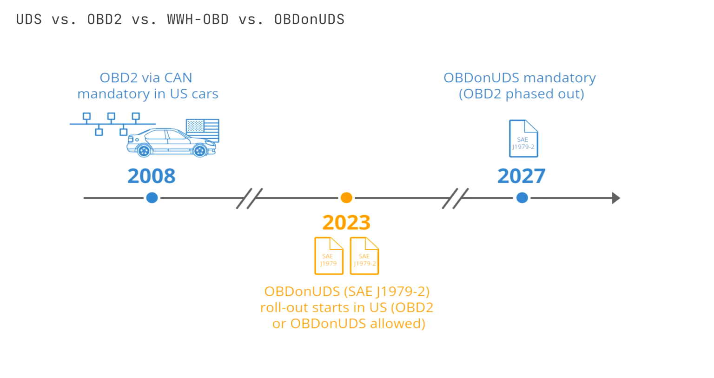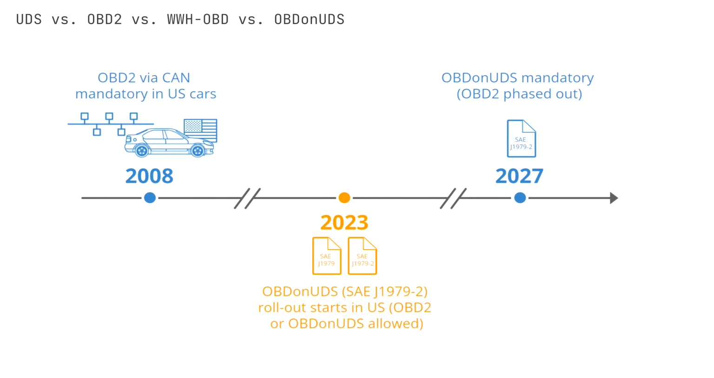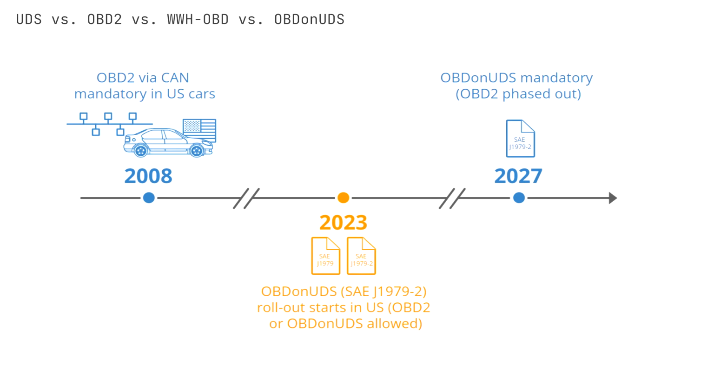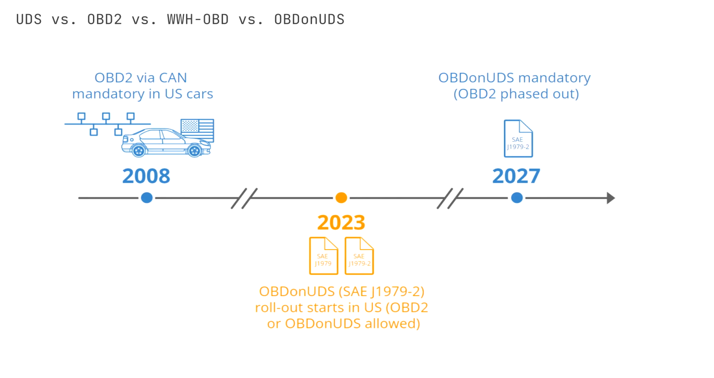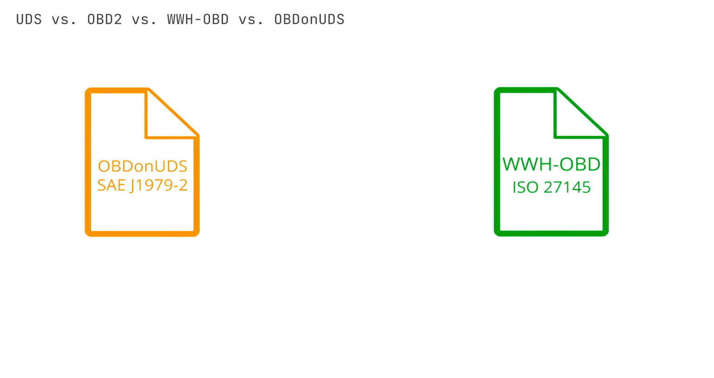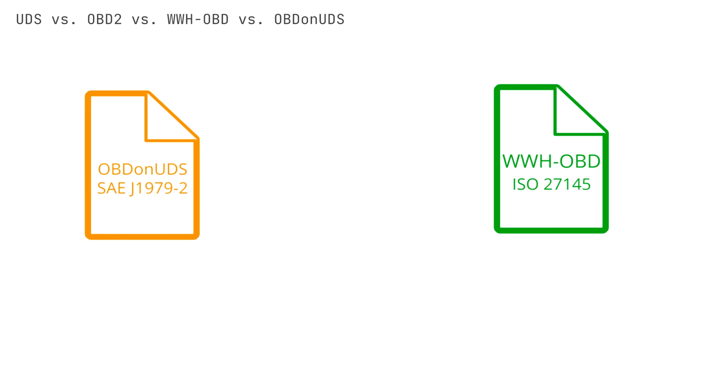The aim is to initiate a transition phase starting in 2023 where ECUs are allowed to support either OBD2 or OBDonUDS. From 2027, OBDonUDS will be a mandatory requirement for all vehicles produced in the US. To recap, WWH-OBD and OBDonUDS both serve as possible solutions for creating a next-generation protocol for emissions-related onboard diagnostics. It remains to be seen if the two will exist in parallel, like ISO and SAE-OBD, or if one of the protocols will become the de facto standard across both US, EU, and beyond.